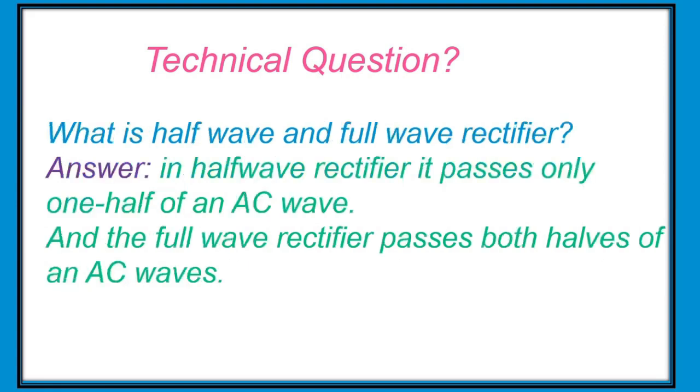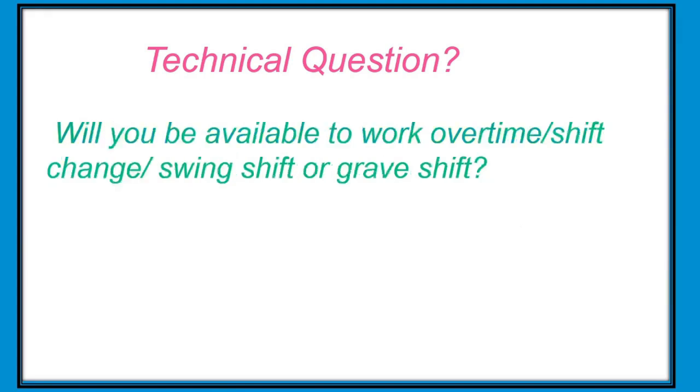What is half-wave and full-wave rectifier? Answer. A half-wave rectifier passes only one half of an AC wave. And the full-wave rectifier passes both halves of the AC waves. Will you be available to work overtime, shift change, swing shift, or graveyard shift?